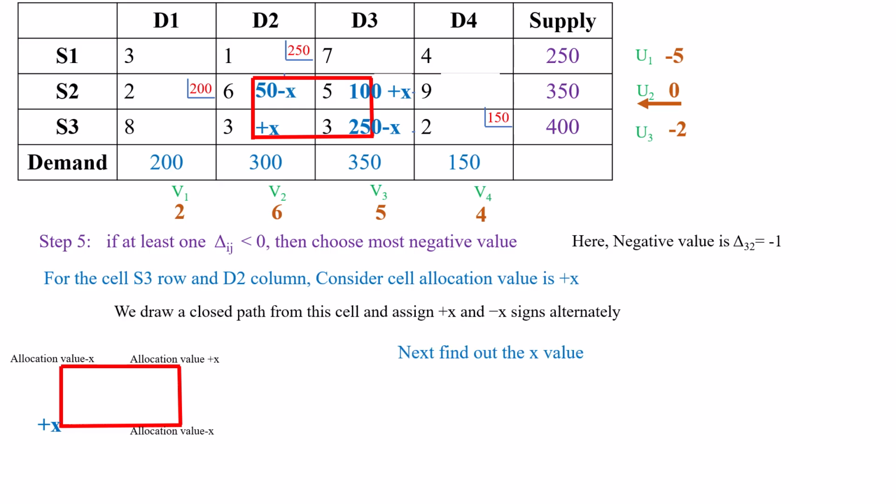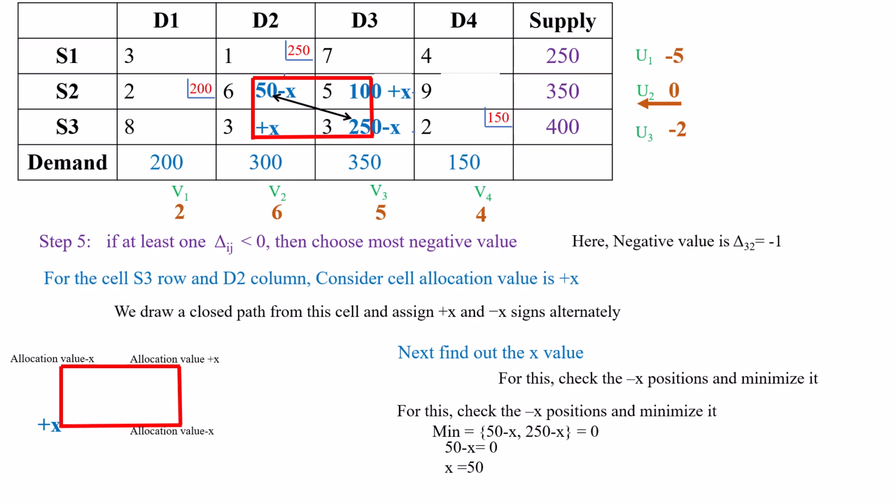So next I have to find out the x value. For this one I have to check the minus x positions and minimize it. Here the minus x positions are 50 minus x and 250 minus x. Then I have to minimize this one. So the minimization of 50 minus x, 250 minus x, equal to 0. Among these two, the minimum value is 50 minus x equal to 0, then x value equals 50.